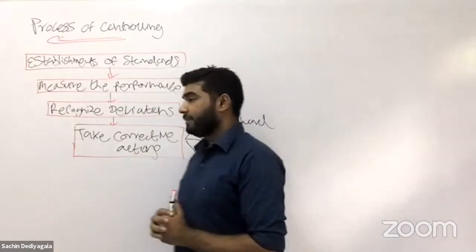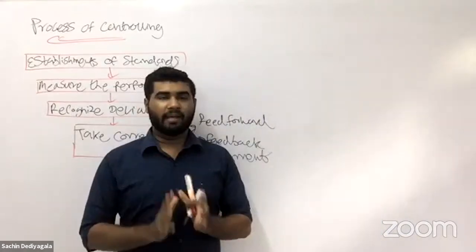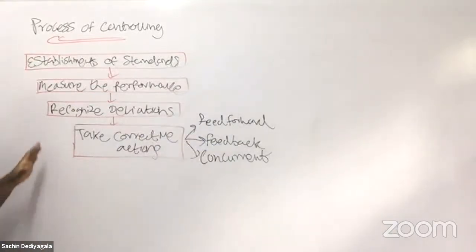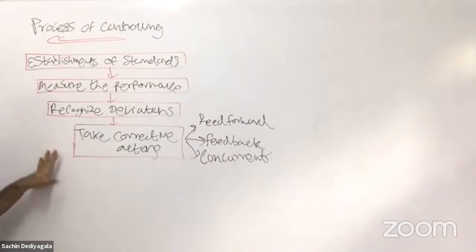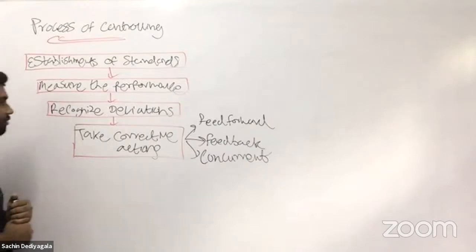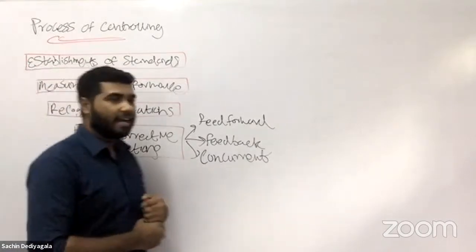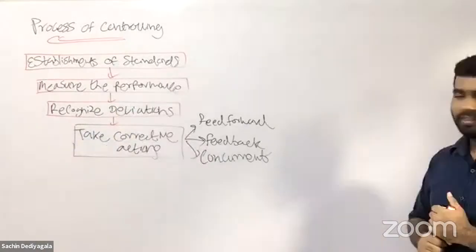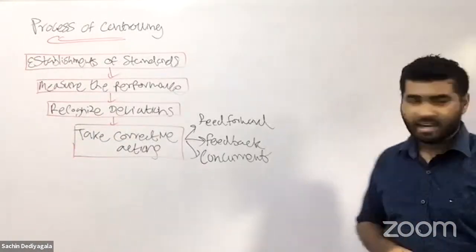Right. So we have talked about the planning processes, organization, and leading. Now, when it comes to the process of controlling, you can easily recognize it, which has only four steps: establishment of the standards, measure the performance, and if there are any deviations, that will be identified, and then take the corrective actions.